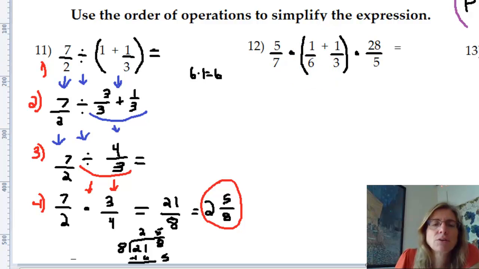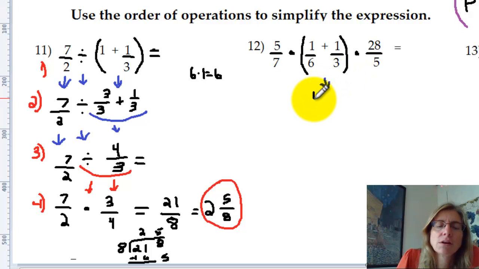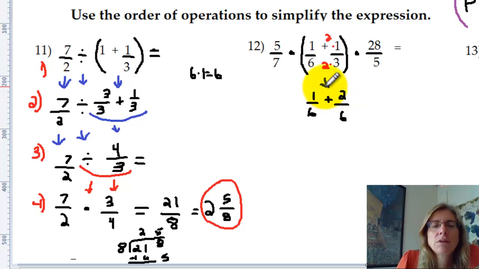So that's a friendlier problem. Then when we change this expression so that we can add it, we don't have to change this fraction. It already has a 6 in the denominator. But we want to make this a 6, so we multiply by 2, which forces us to multiply the numerator by 2. It's like the dictator. And then we have, bring down your plus sign, 2 times 1 is 2, 2 times 3 is 6. So now we have 1/6 plus 2/6 in our parentheses.